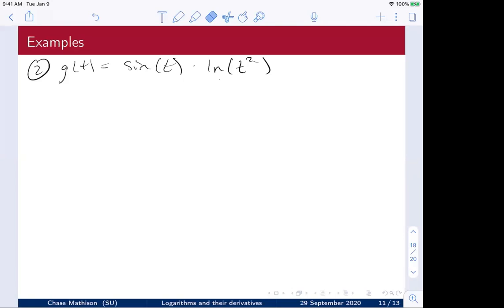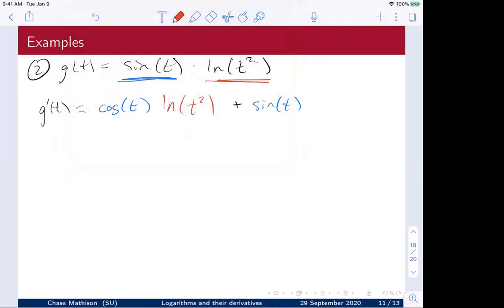So g prime of t, again, we can color code using SU blue and SU red if we want. So g prime of t says take the derivative first of the blue function, the first function. So what's the derivative of sine of t? Cosine of t, very good. And then I will leave the red function alone, natural log of t squared. And then I will do plus. Now I will leave the blue function alone, sine of t, and I will take the derivative of the red function. Derivative of natural log of t squared.